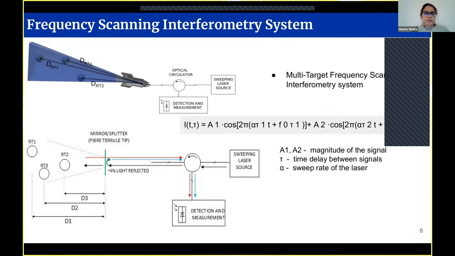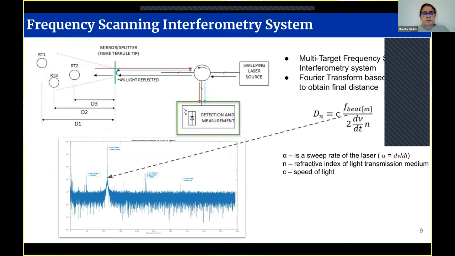But we cannot work with just one target, because these systems are quite big and we need multiple targets. So the idea was to go with the multiple target frequency scanning system. Instead of just having one target, the signal detected on the photo detection side is actually the combination of multiple targets, and it's represented by this equation.